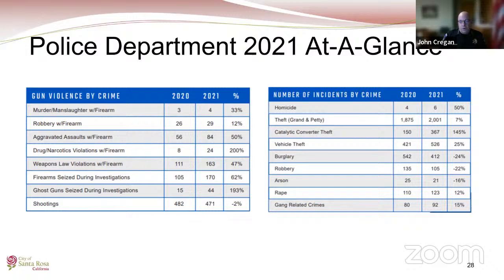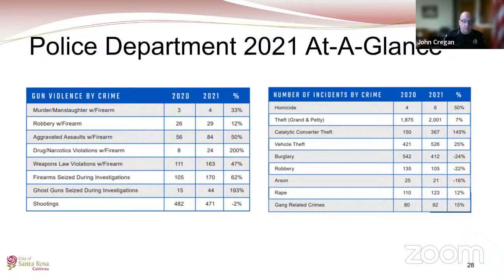We saw in 2020, 4 reported homicides, and 3 of those related to a firearm. In 2021, 6 homicides, and 4 of those were related to a firearm, and we're seeing that continue to progress. So far in 2022, we've had 10 homicides in the city of Santa Rosa, and 6 of those involved a firearm. So it's something that we're continuing to see the need to put resources in to reduce some of this violence in our community.